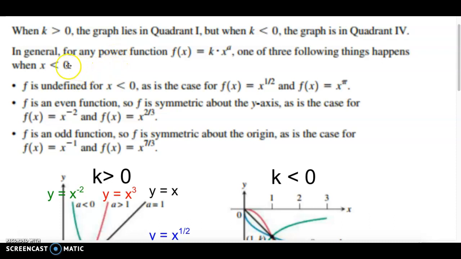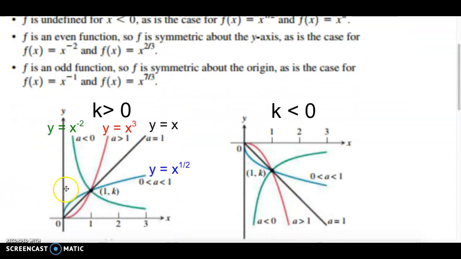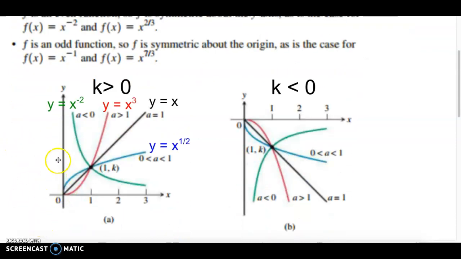The other thing we can learn about the function in general is that we have one of the following three things when x is less than 0. So when we have a domain value that is negative, essentially. If we have something like a square root or a fourth root, we have a function that is undefined. So it doesn't actually enter into the negative x values. So it would not be in quadrant 2 or 3.